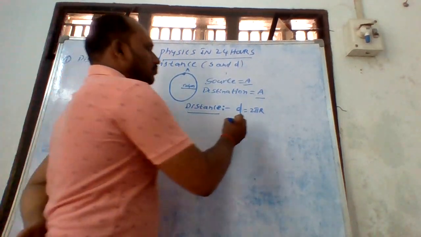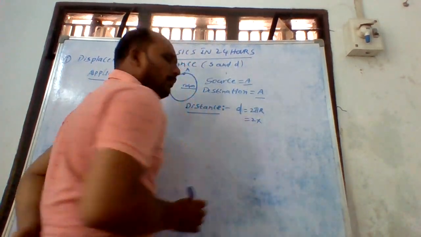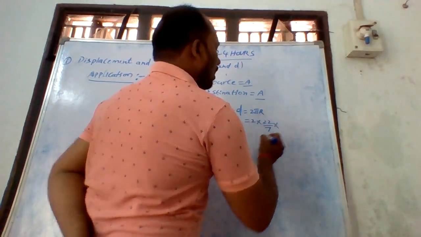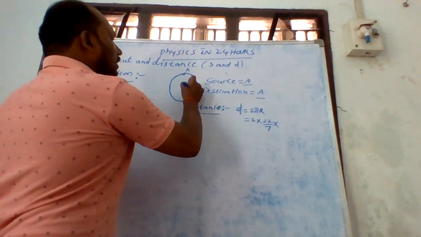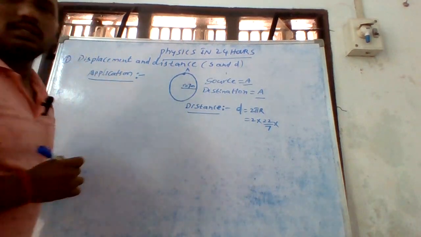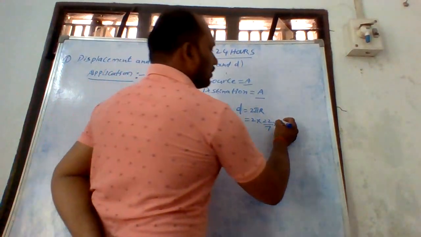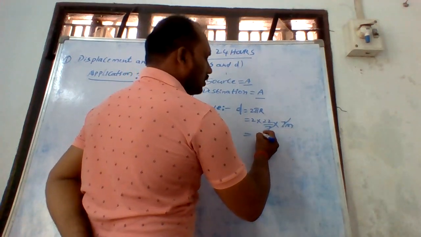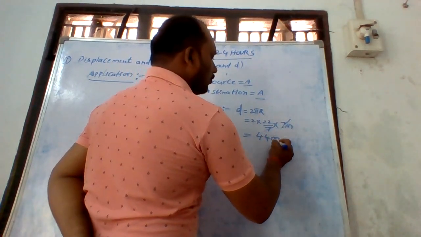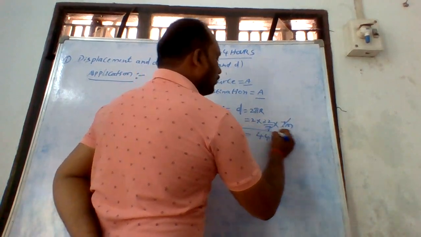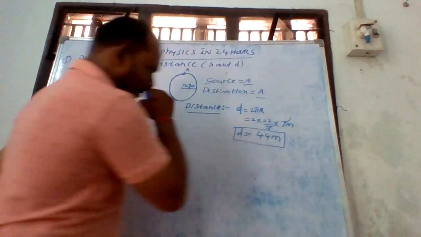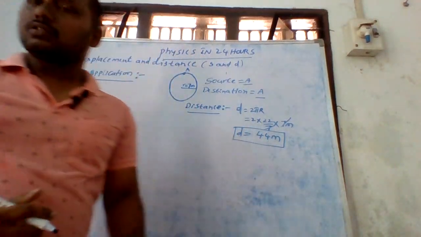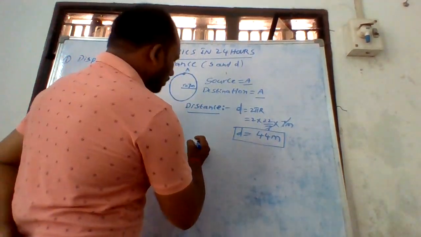So 2 pi r: 2 into, what is the pi value? 22 by 7. What is the r value? Let us take 7, better, too easy to calculate, 7 meters. So 7 and 7 cancel. 2 into 22 is 44 meters. So 44 meters is the distance. I hope people are understanding. Now I am talking about the distance.